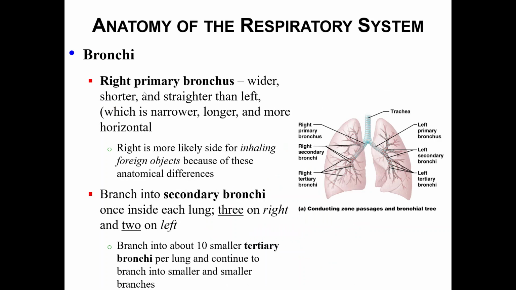Make sure I said all that. Okay, so your right one. All right, so the right primary bronchus is wider and shorter and straighter.